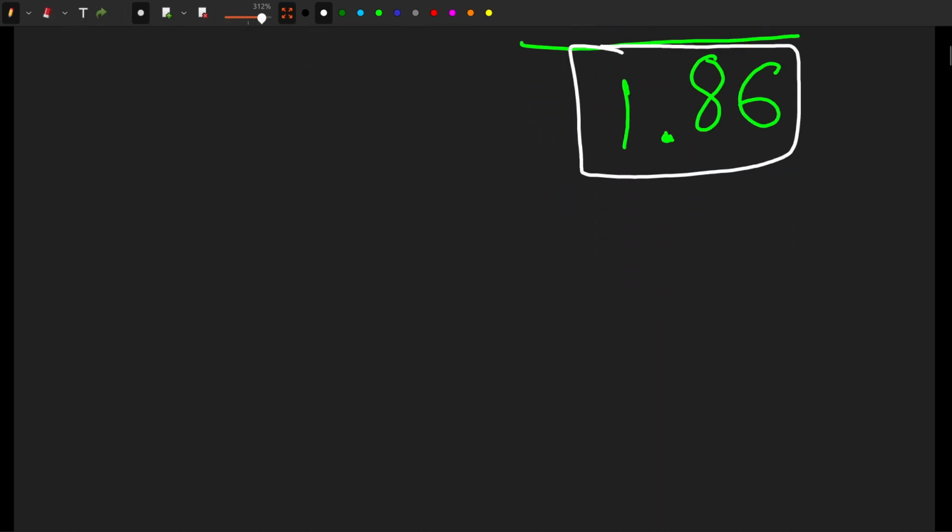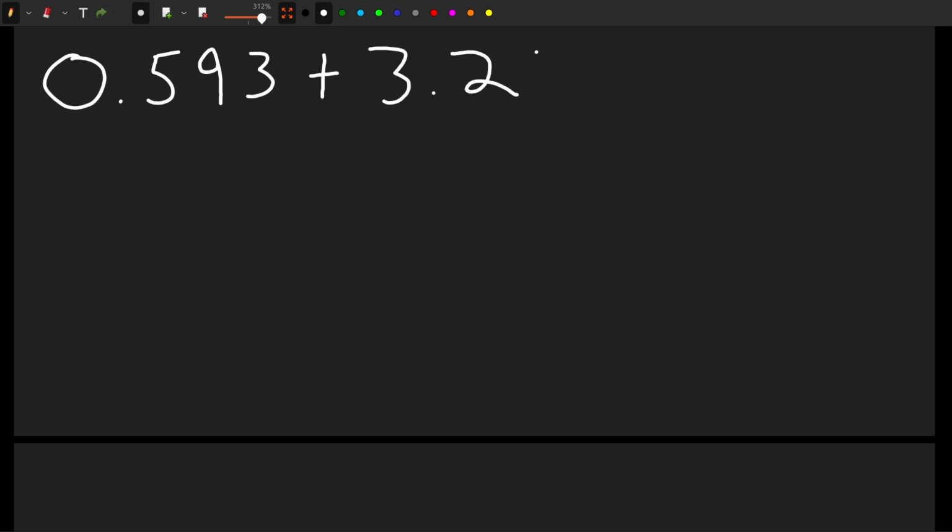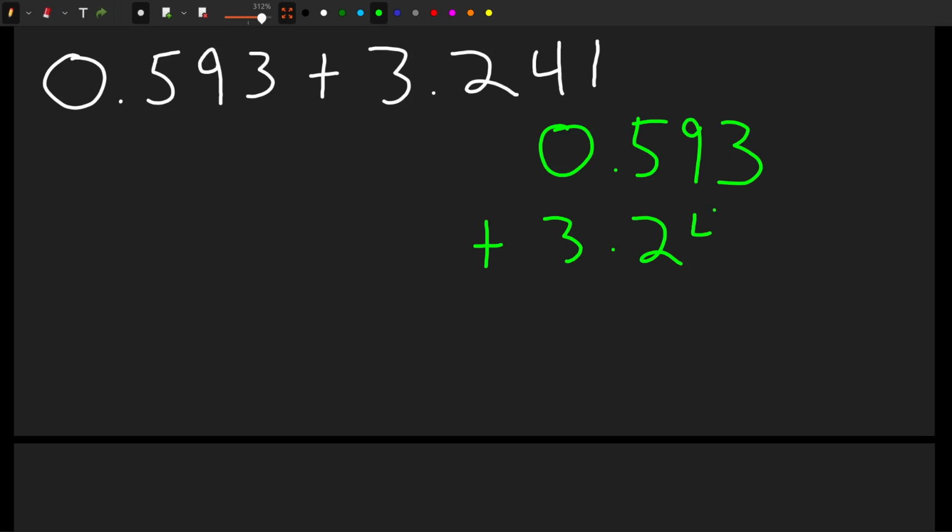Next problem will be 0.593 plus 3.241. Okay. And so in this case, we do the exact same thing. 0.593 plus 3.241. Make sure your decimals are lined up.